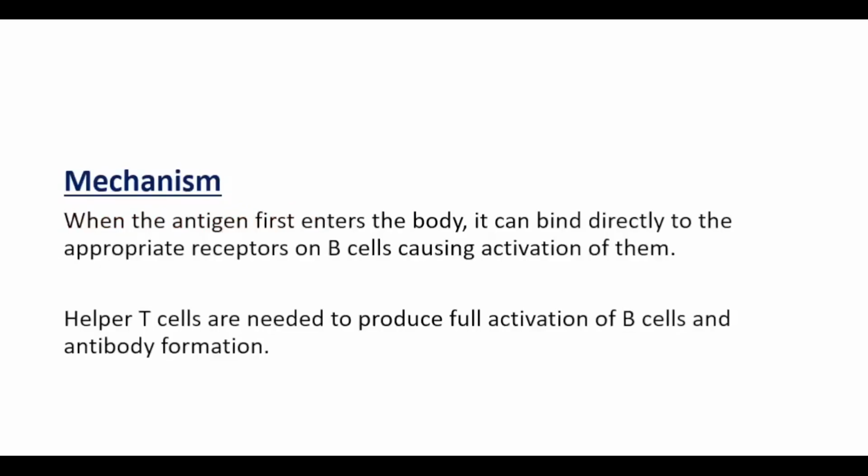Moving on to the mechanism of humoral immunity. When an antigen first enters the body, it can bind directly to the appropriate receptors on the B lymphocytes. So this will cause activation of the B lymphocytes. The receptor present on the B lymphocytes will be an antibody.